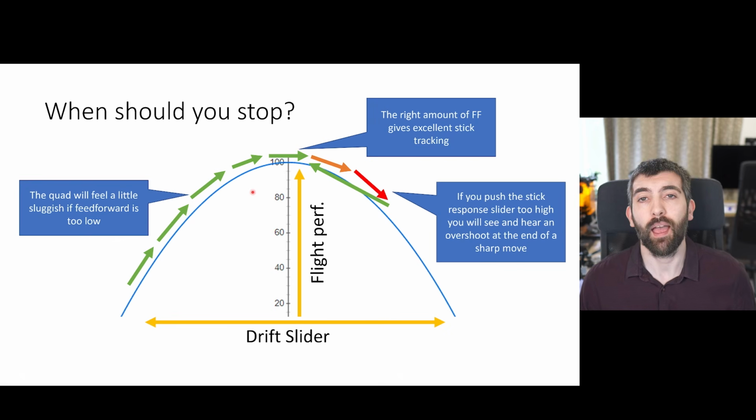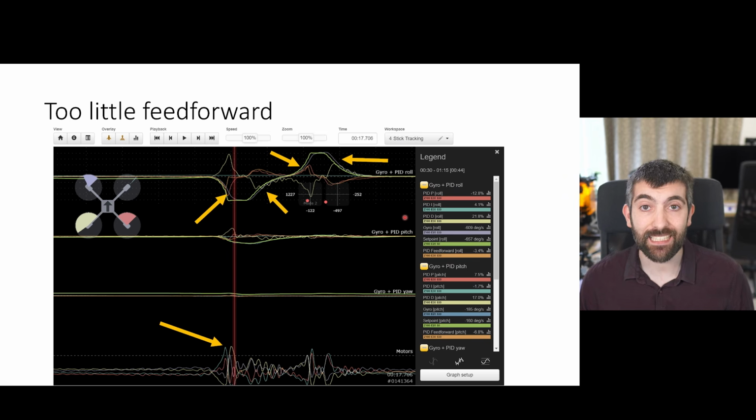your sticks. If you go too far, and I mean you really do have to go quite far with feedforward, you will start to see and hear an overshoot, particularly at the start of a sharp move, and perhaps also you'll be able to see an overshoot at the end of a sharp move as well. That indicates that you've gone too far and then you need to work the slider back. It's much easier to see all of these effects in a Blackbox log.